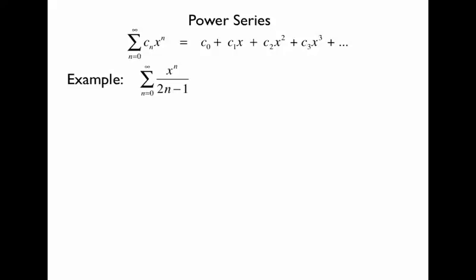Okay, so here's an example. What is C sub n in this power series? 1 over 2n minus 1. He wants 1 over 2n minus 1. Agree with that? Yeah, because you got your x to the n. So 1 over 2n minus 1 is this C, that's your coefficient.